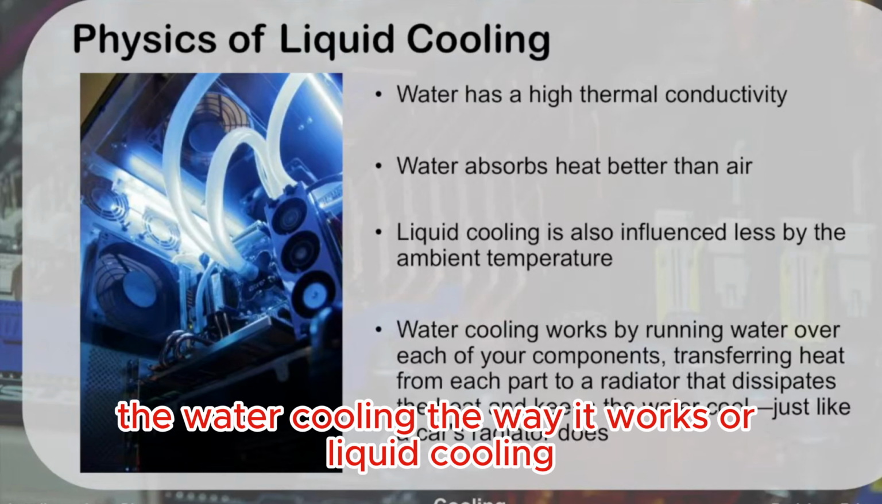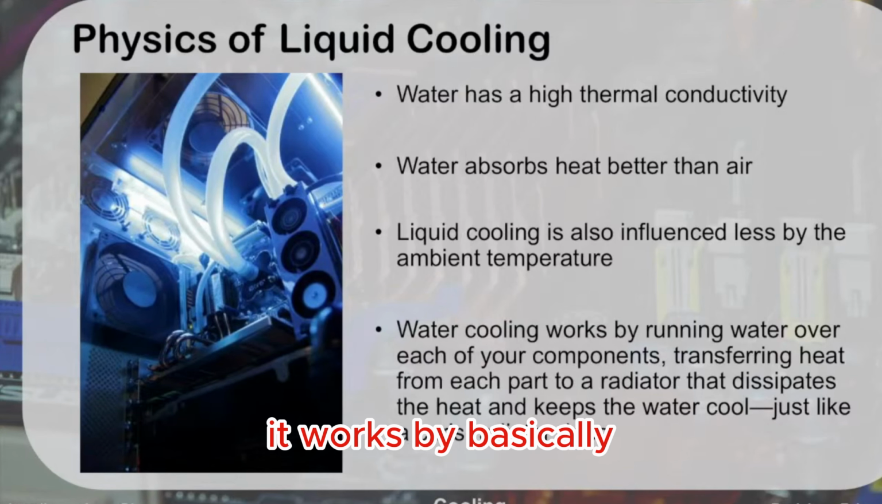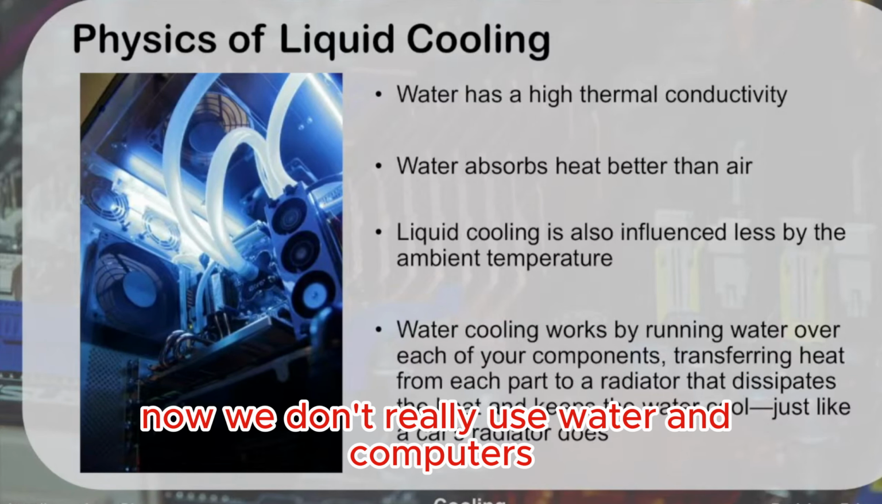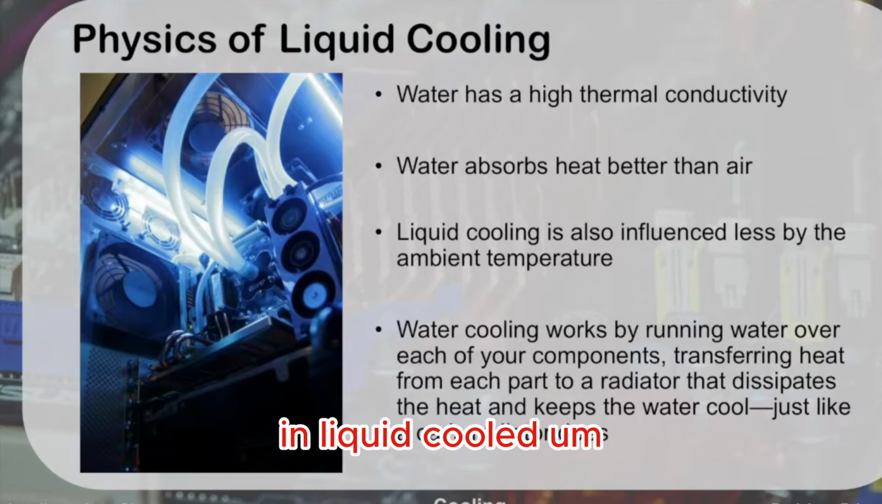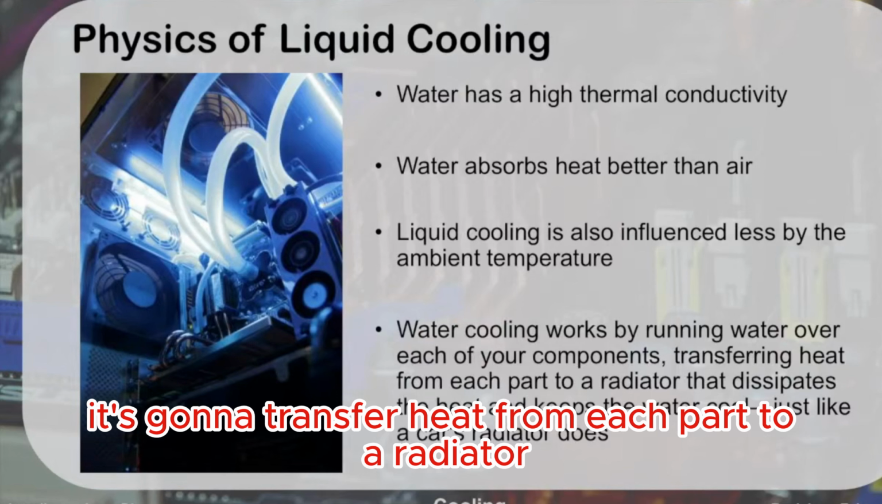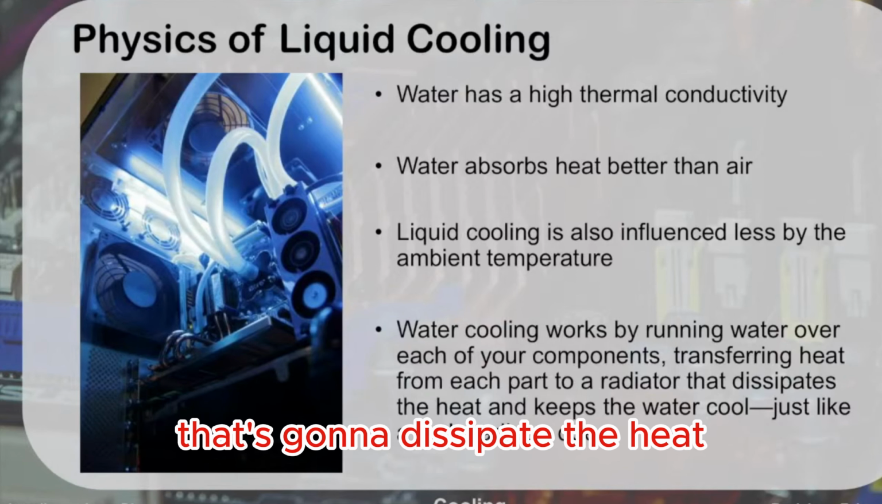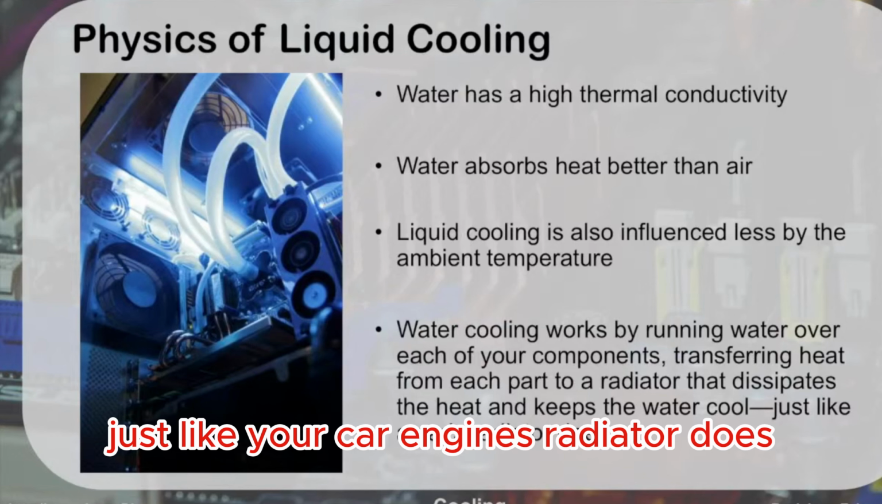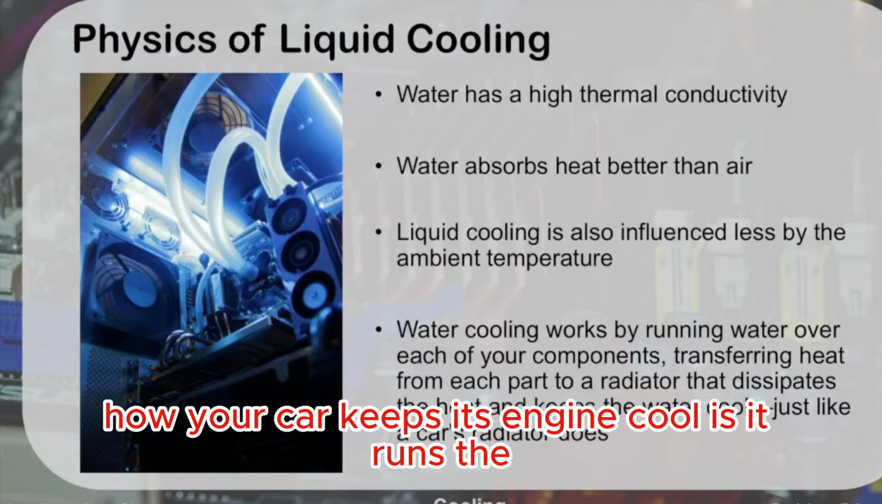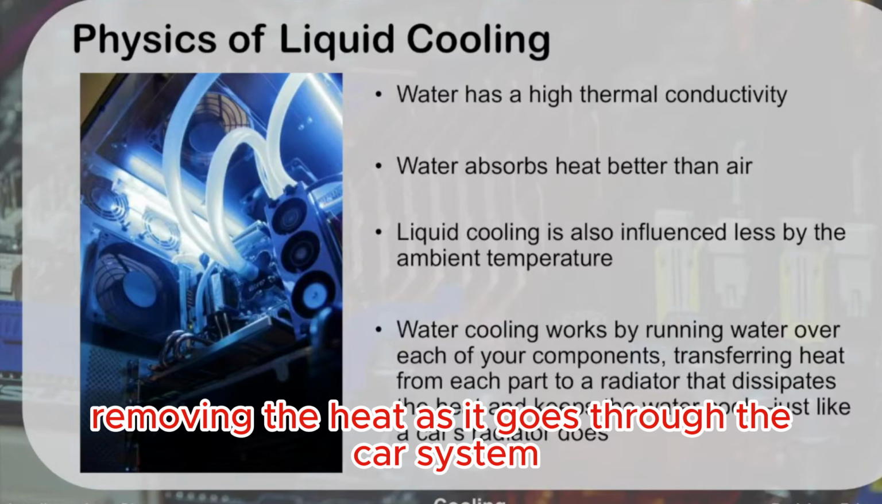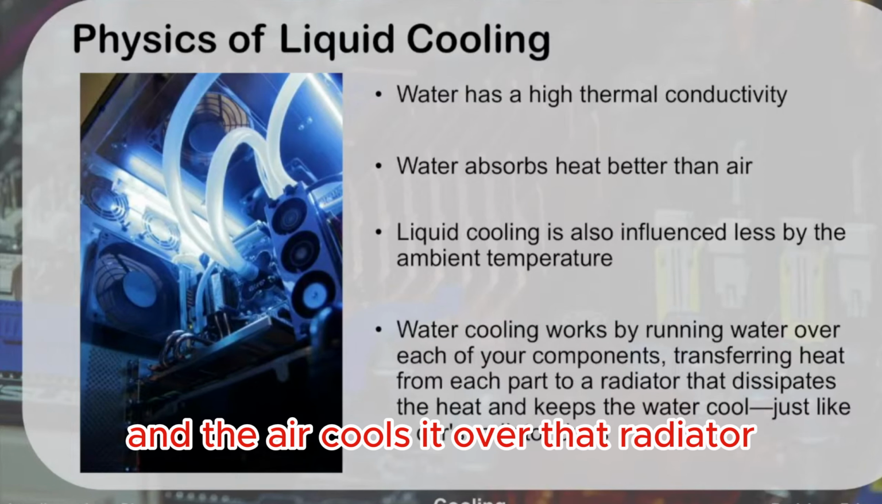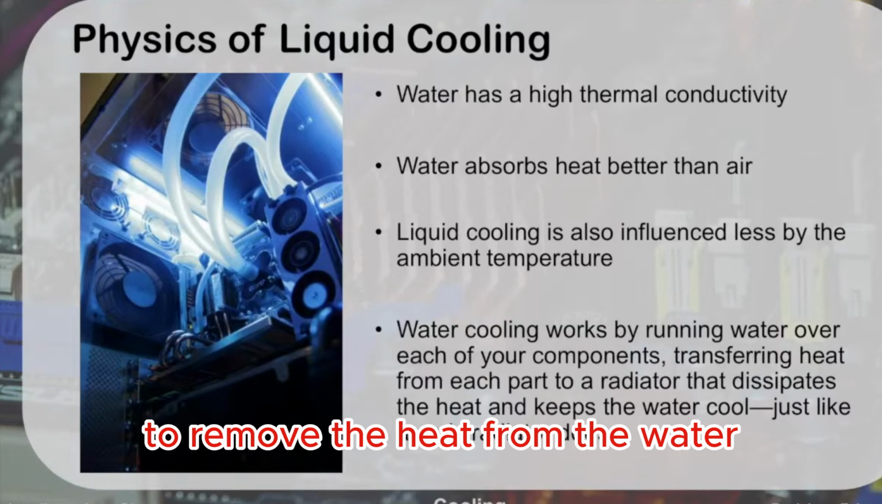Liquid cooling works by basically running liquid over your components. Now, we don't really use water in computers. We're using this oily chemical substance in liquid-cooled, and it's going to transfer heat from each part to a radiator that's going to dissipate the heat and keep the liquid cool, just like your car engine's radiator does. It's how your car keeps its engine cool: it runs the radiator fluid through the radiator, removing the heat as it goes through the car system, comes back to the radiator in the front, and the air cools it over that radiator to remove the heat from the liquid.